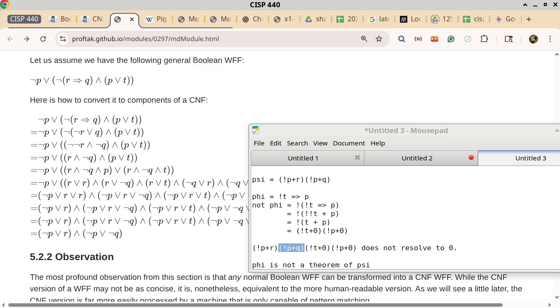Okay, so using the example, you can also get a second way of looking at what is a CNF. Are we okay so far?